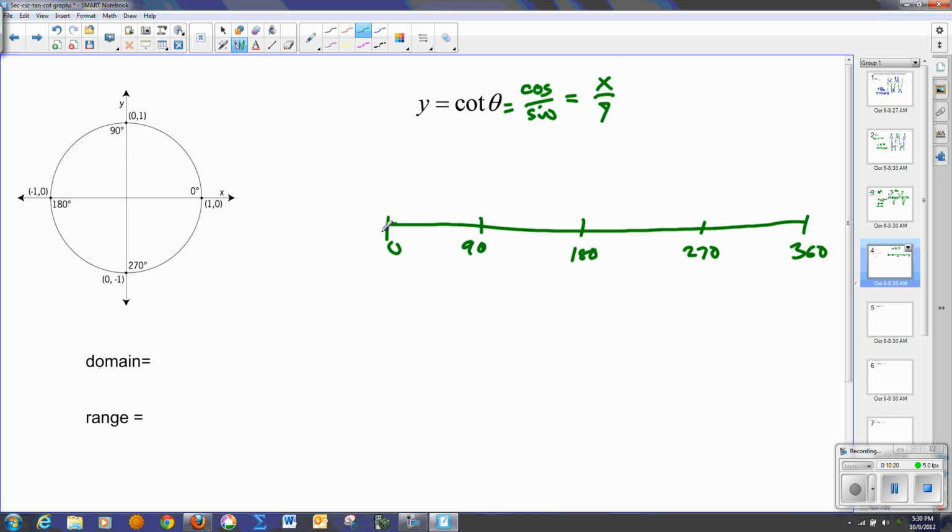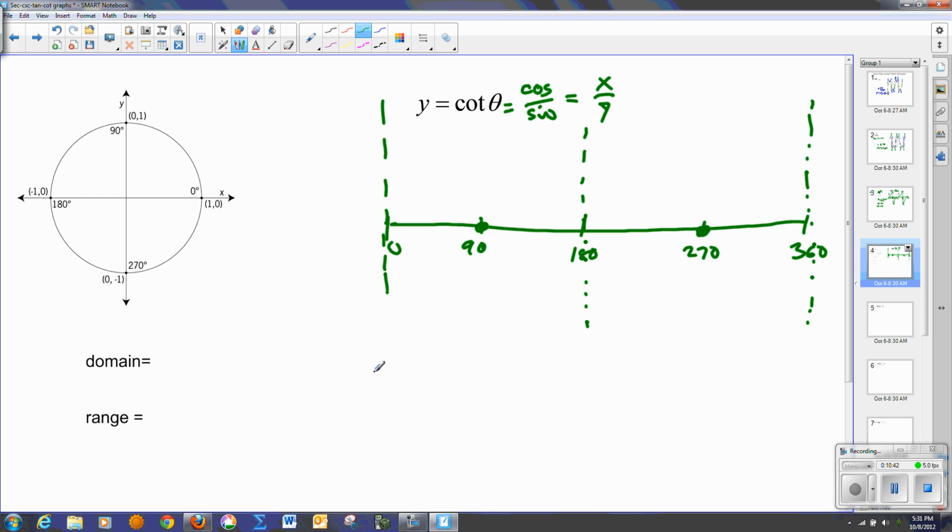So at 0 degrees, I'm going to take my x value over my y value. That happens to be undefined because my y value is 0. I get 0 at 90 degrees. Once again, undefined at 180. 0 at 270. And again, undefined at 360.